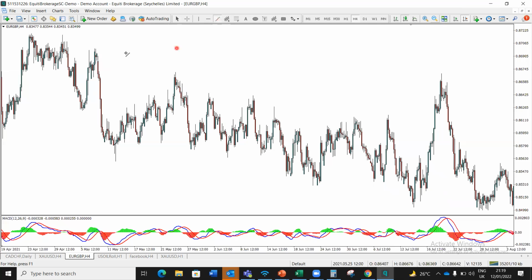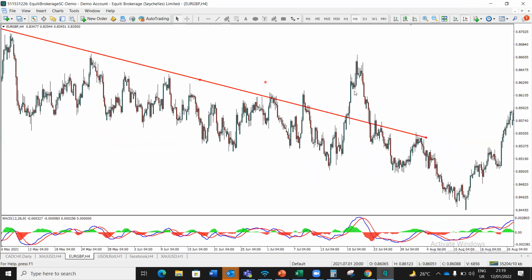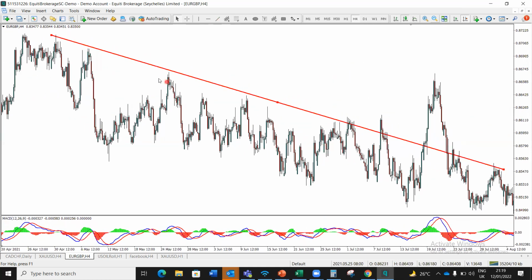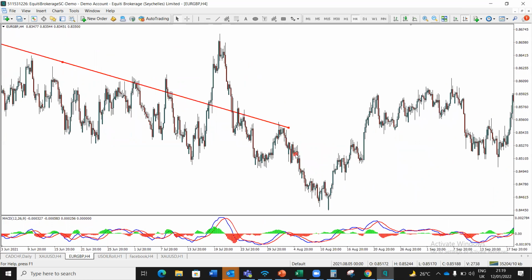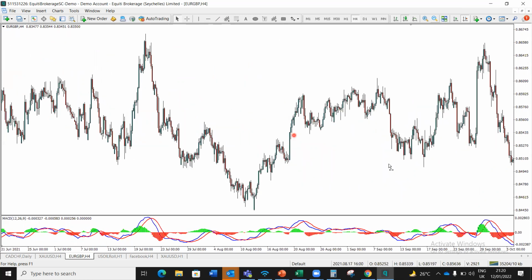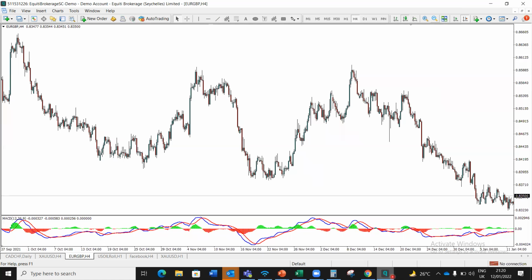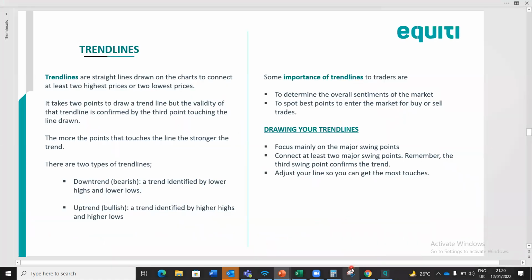We can draw our trend lines, find the opportunity, and draw the trend line such that it touches most of the points, just like we have here, 1, 2, 3, and 4. And that is it. So that's how we can actually draw our trend line.